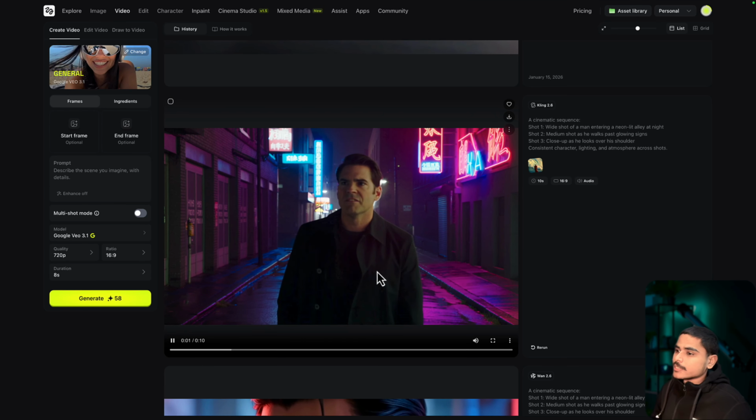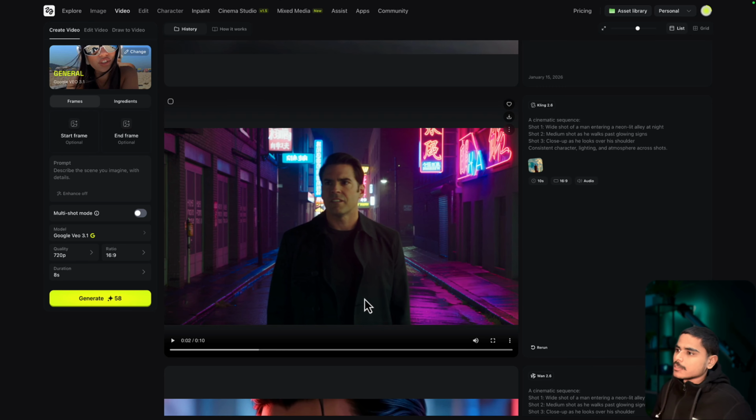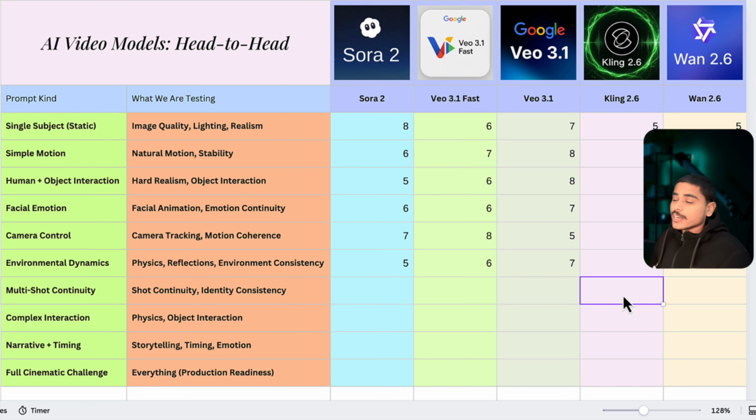It did not create 3 shots, so no for Kling. So we'll give Kling 5 points. 1 and 3.1 fast were equally okay. They had some transition issues. And then 3.1 was good, but Sora performed best out of all.